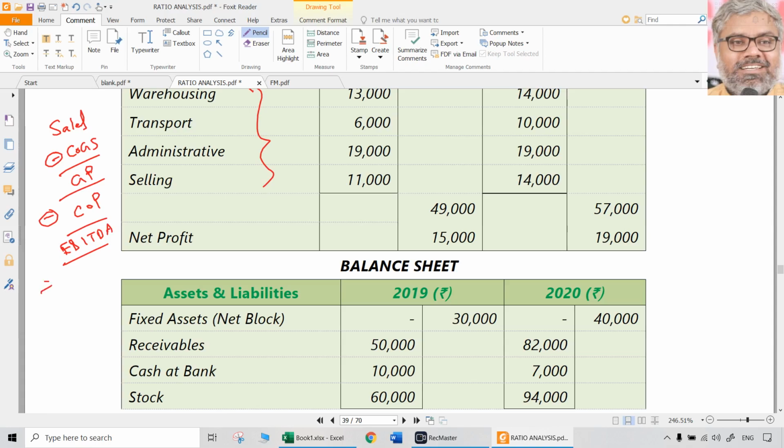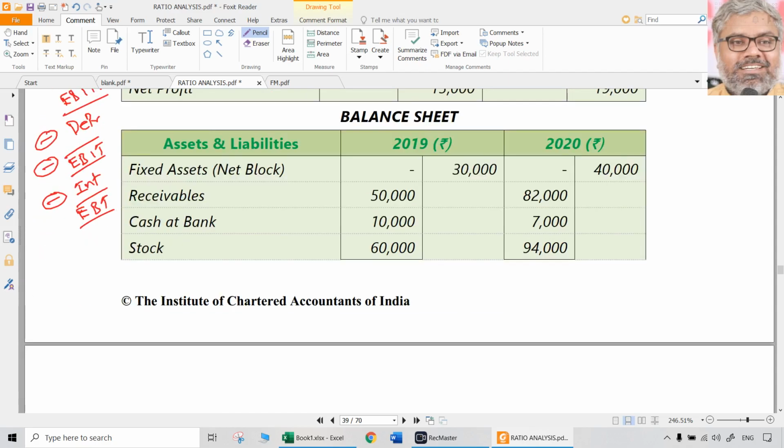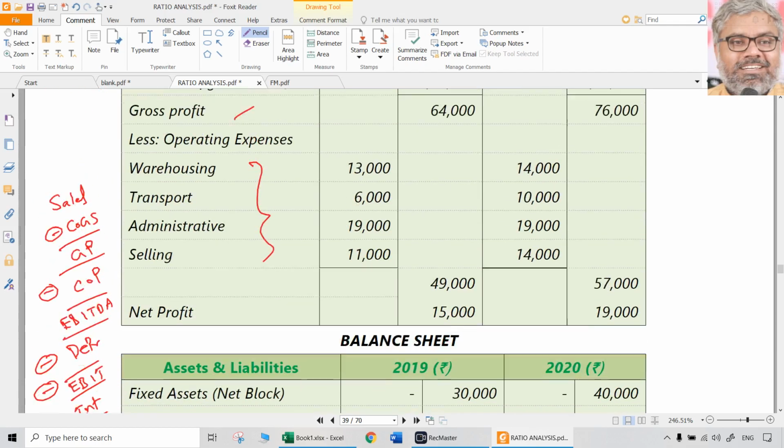If you reduce depreciation also, then I will get EBIT. If I reduce interest also, then I will get EBT. Then if I reduce tax also, then I will get net profit or profit after tax. This is the format I want the question to be.